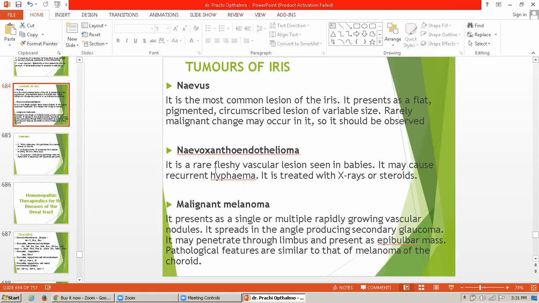Then, juvenile xanthogranuloma. It is a rare fleshy vascular lesion seen in babies. It may cause recurrent hyphema and it is treated with X-ray or steroid. So it is a rare fleshy vascular lesion seen in babies, and it causes recurrent hyphema and is treated with X-ray or steroid.